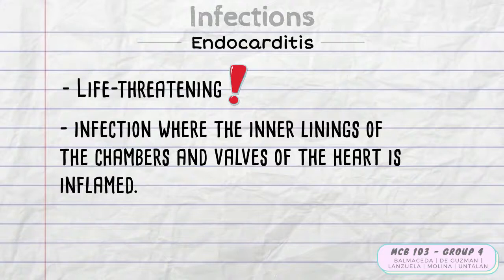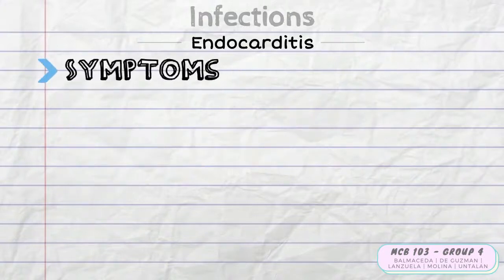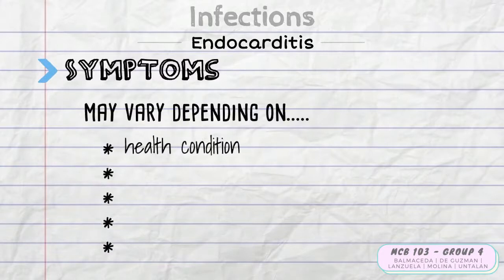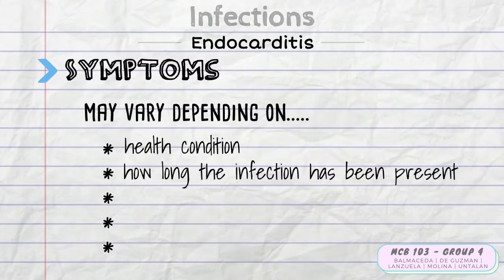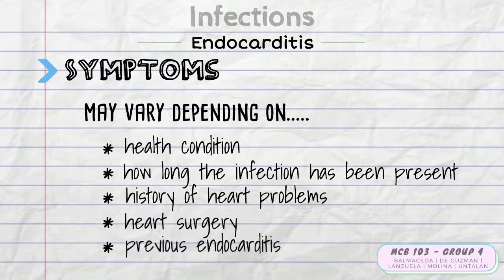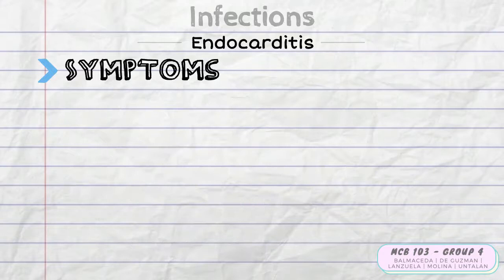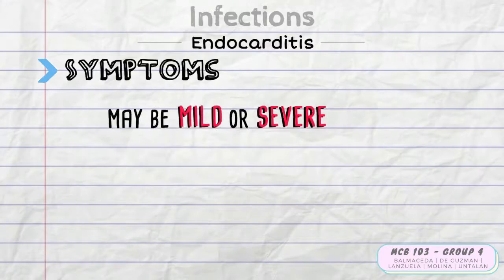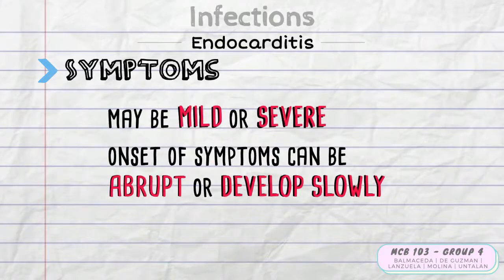are inflamed. Symptoms of endocarditis may vary among individuals, depending on the health condition of a person, how long the infection has been present, history of heart problems, heart surgery, and also previous endocarditis. In addition, the symptoms may also change over time. Symptoms may be mild or severe, and the onset of it can be abrupt or develop slowly. Reasons behind these differences may be accounted to the previous medical conditions mentioned earlier.